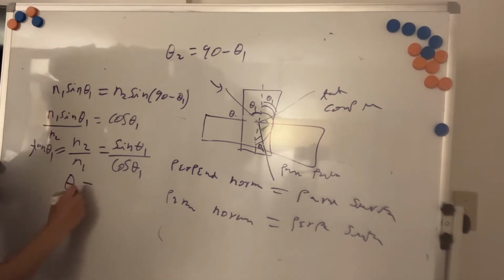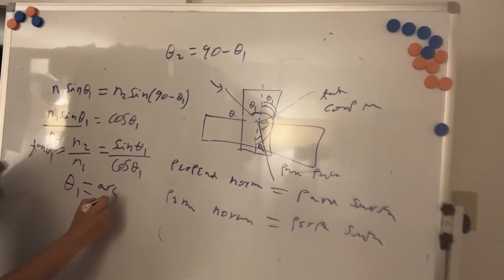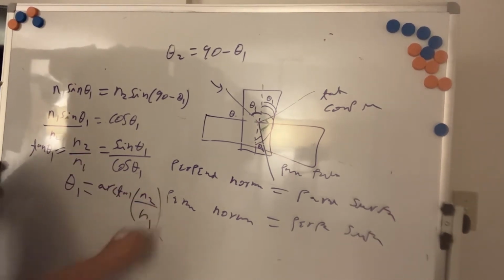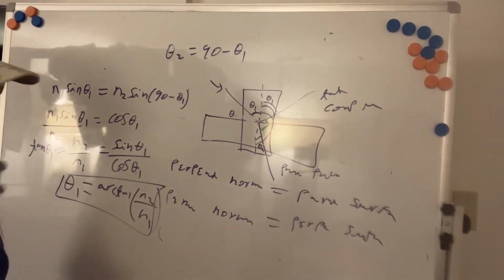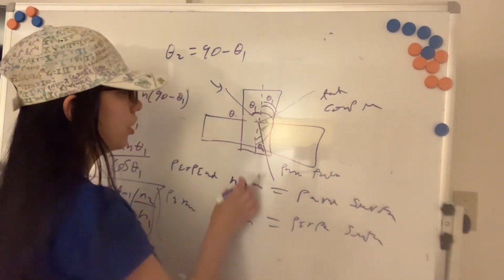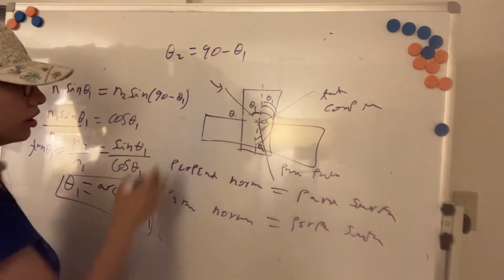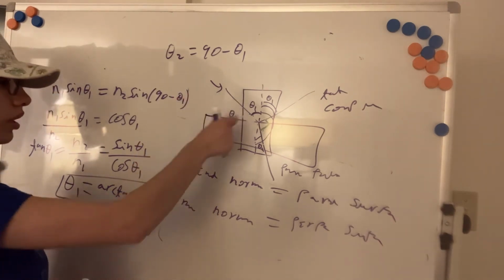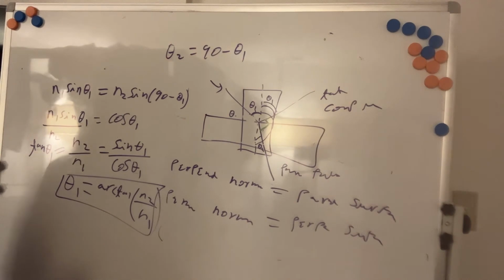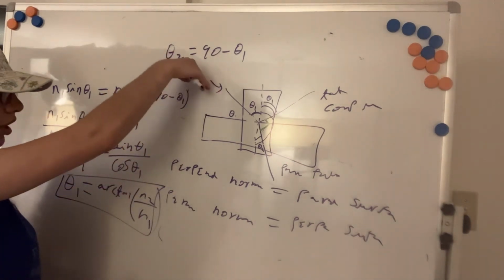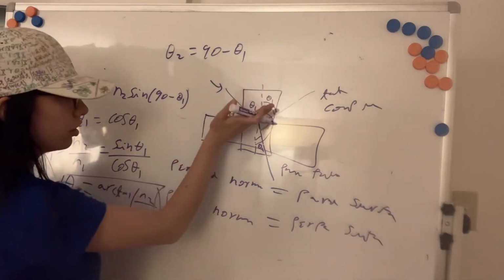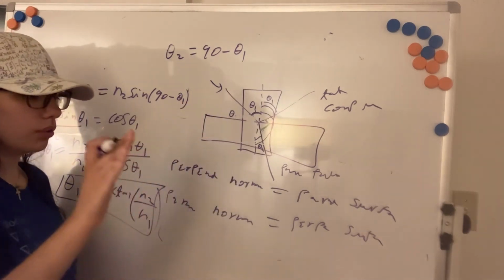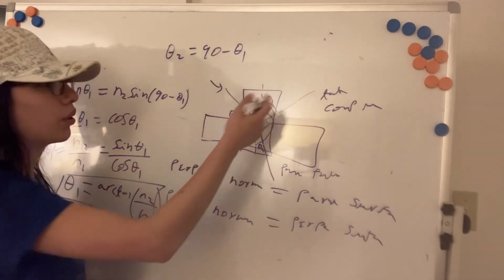So theta 1 is arc tangent of n2 divided by n1. And this is called the Brewster angle, and this is the polarized angle at which the reflected and refracted ray would have 90 degrees angle between them. And here, when the light is coming at this polarized angle of incidence, all the reflected ray would be totally polarized in the direction perpendicular to the page.